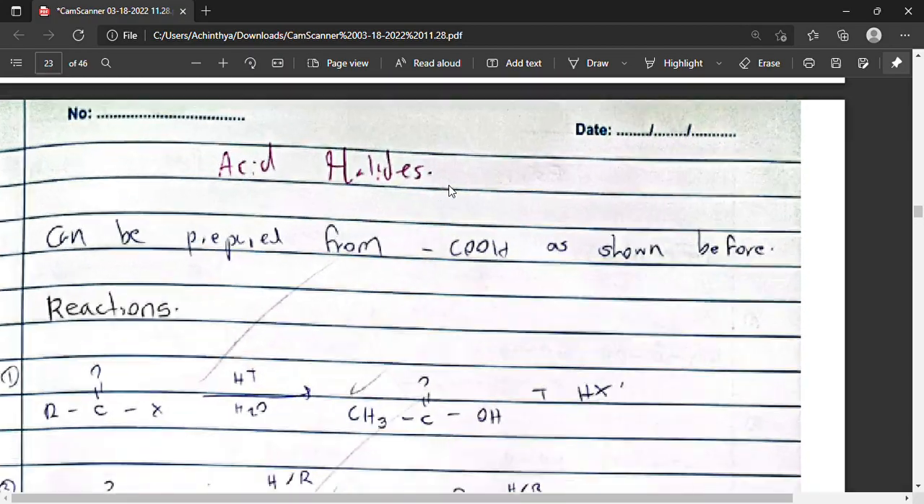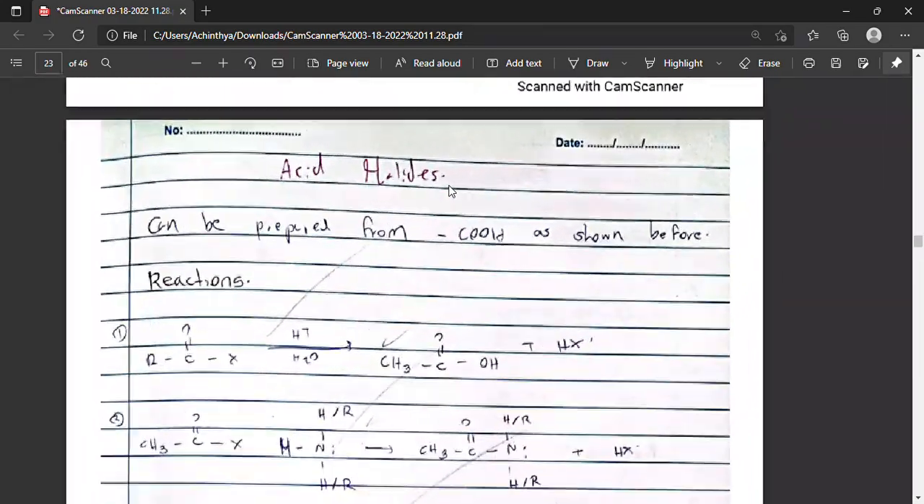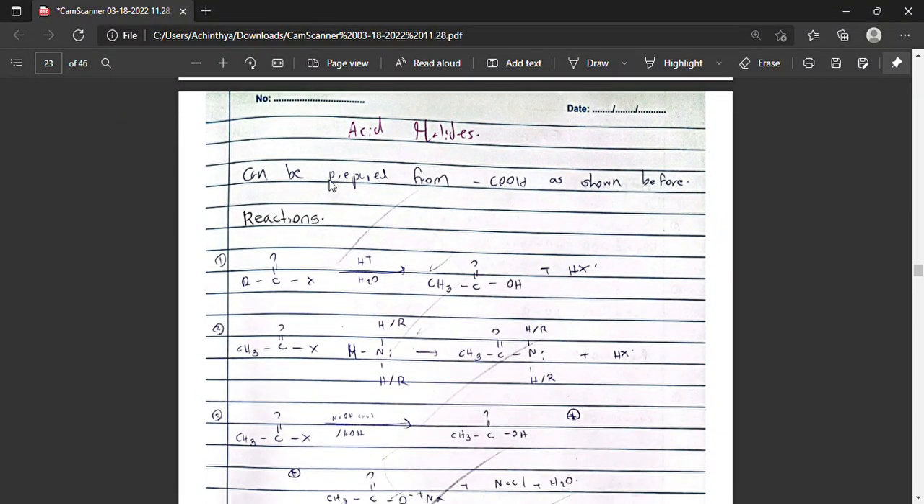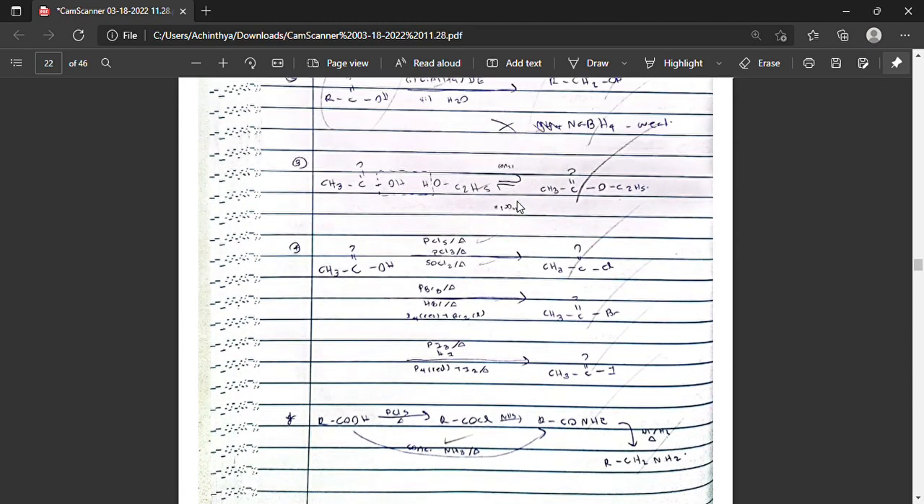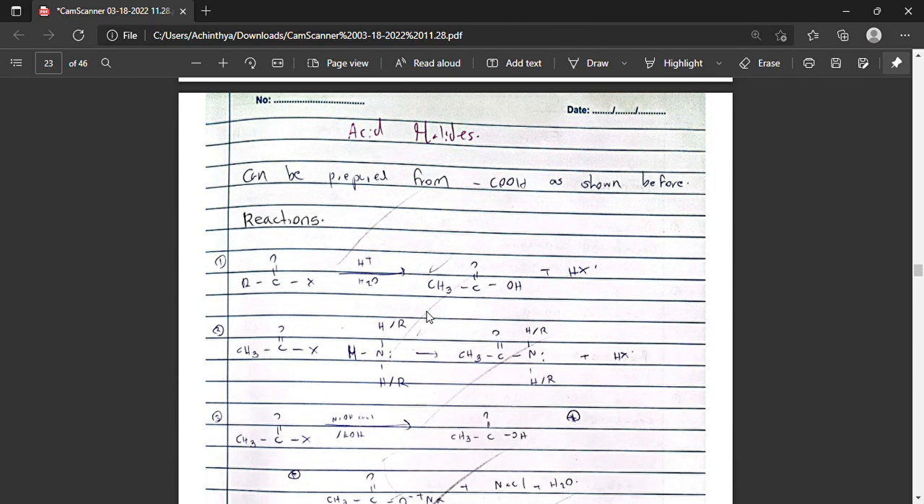Let's talk about the chemistry of acid halides. Acid halides can only be prepared in one way, and that is from carboxylic acids, and we have done that in the previous episode. However, we'll do it at the end of the episode as well. Let's talk about the reactions of acid chlorides.